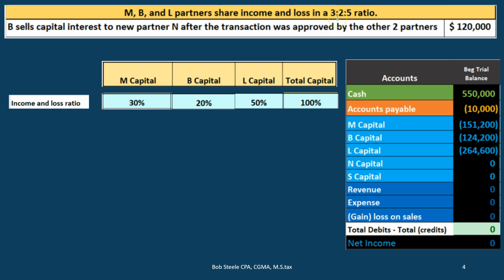So whenever you see the ratios breaking out, if you see any ratio broken out like this, 3:2:5, you add them up, 3 plus 2 plus 5 is 10, 3 over 10, 2 over 10, 5 over 10, and that will give you your ratio breakout.